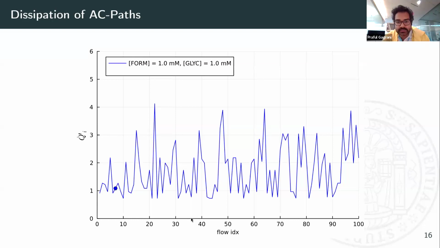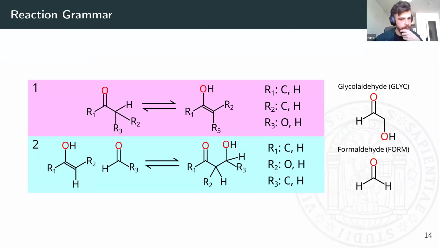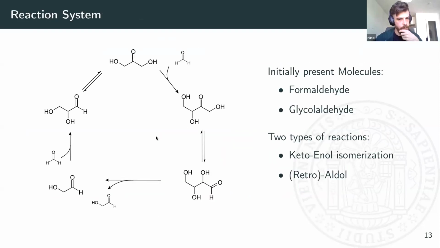So the x-axis is these, yeah. Yeah, exactly. On the x-axis, you have all the flow vectors. Exactly. Yes. But yeah, good question. So for example, this blue dot is then the flow vector that corresponds to the classical Breslow cycle, which is this one.